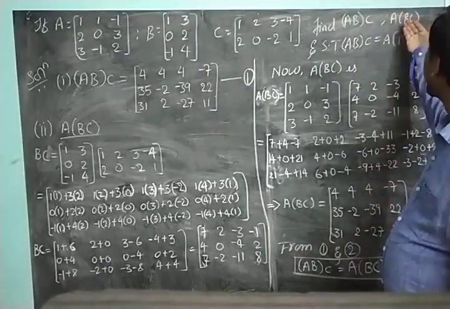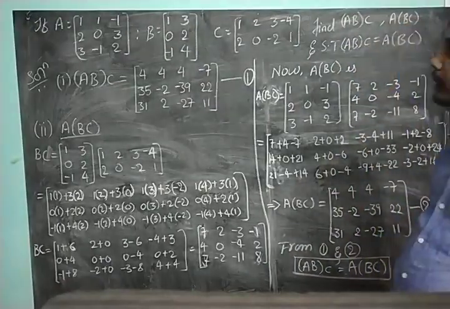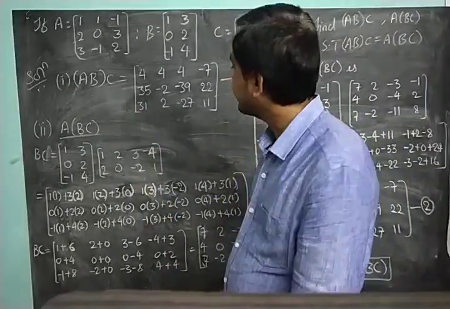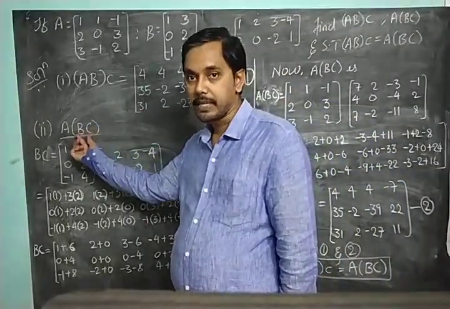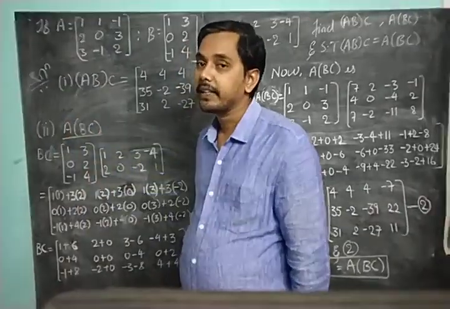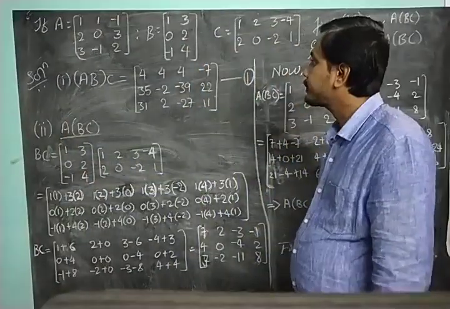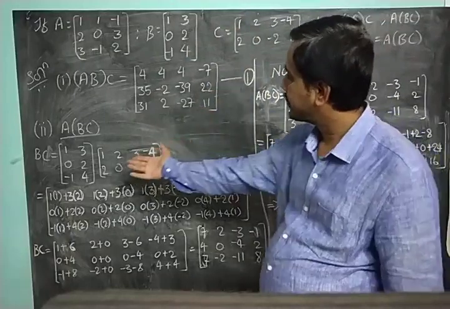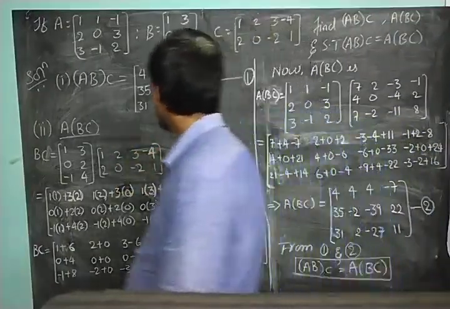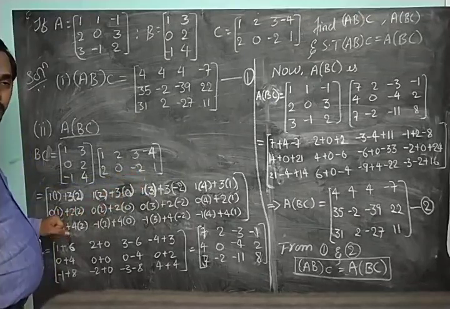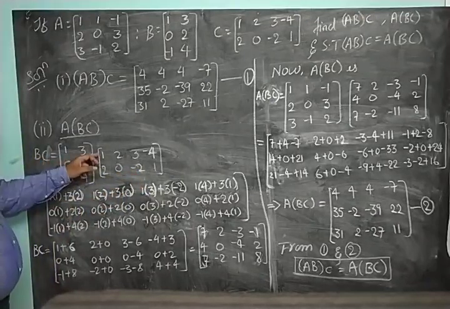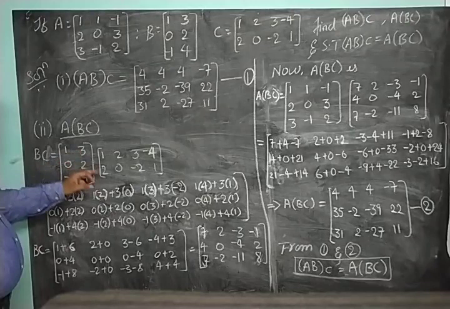Now let us find the value of A into BC. A into BC. So what is the meaning of this? First we need to find the value inside the bracket, that is BC. Then multiply it with A. Okay. What is BC? B is given, C is given. So B into C. Okay. So when you multiply it, each row should be multiplied with each element of each column here. So 1 into 1, 3 into 2.